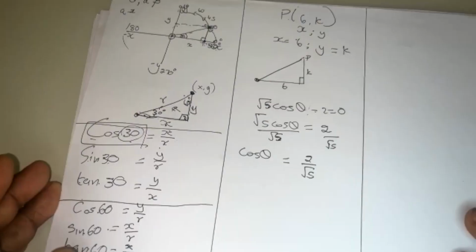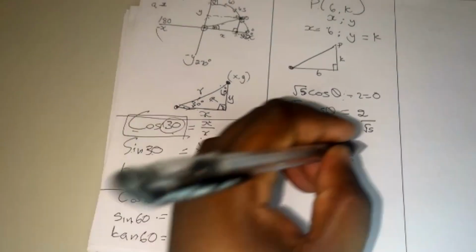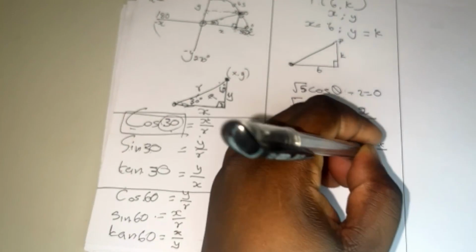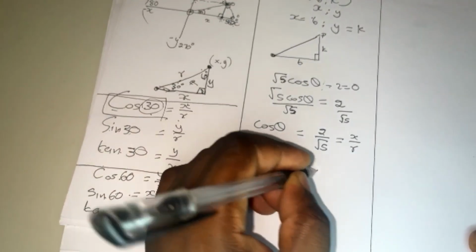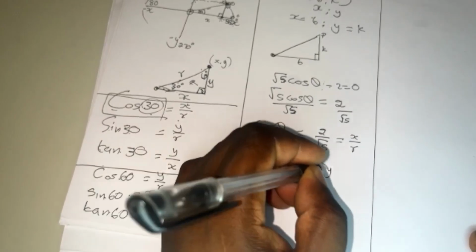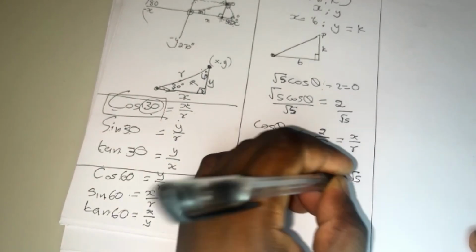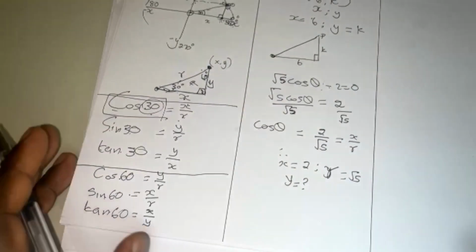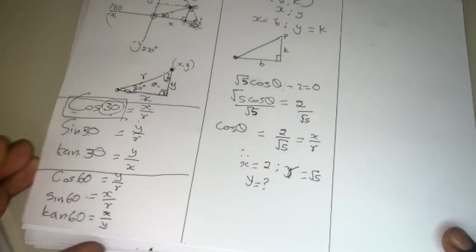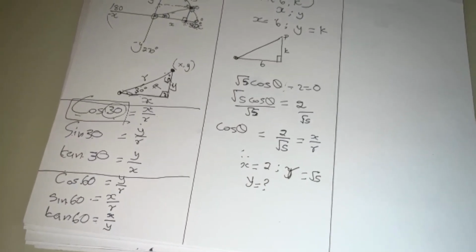So once you do that, it should come into your mind that cos angle is equals to x over r. Therefore, our value of x here is equals to 2. Our value of r here is equals to root 5. But the value of y is unknown, which we can find using the theorem of Pythagoras. But then that's not the case for now.